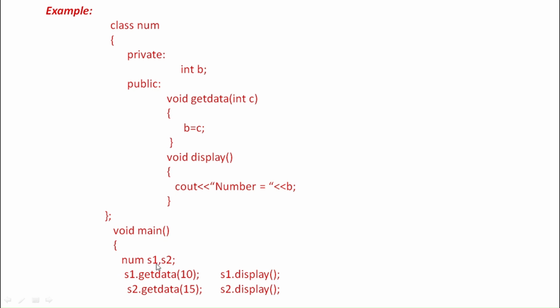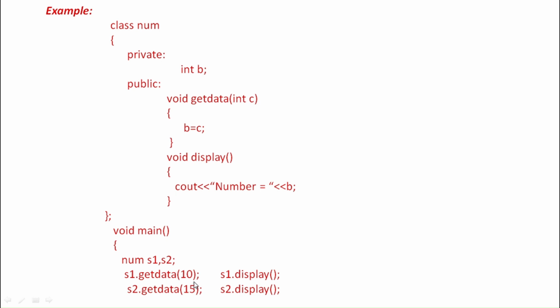I will create some objects, and for objects you can give any name. Here I have given s1 and s2. Now let's start accessing them. First we will read the data, for example 10, and we will display it. And with the help of another object we have created, we will read and display another data, that is 15. And this is how we read and display the data with the help of an object.